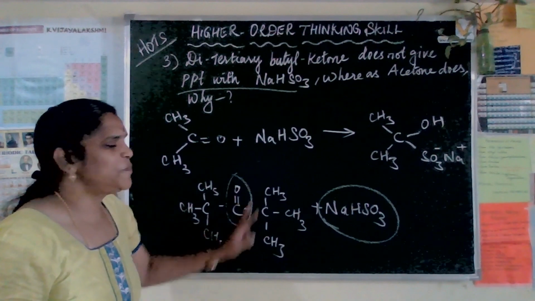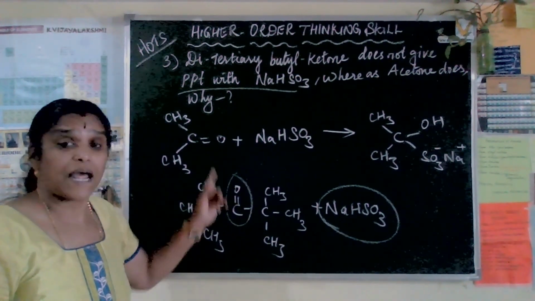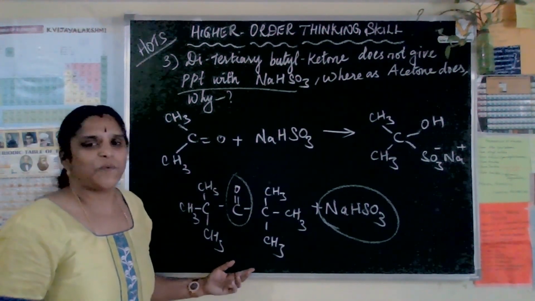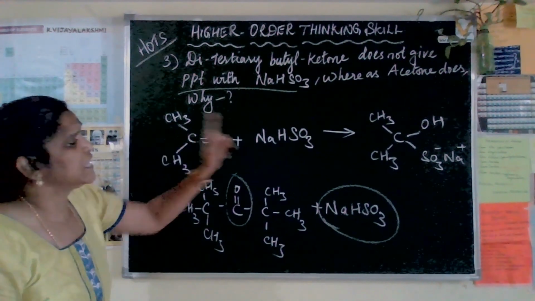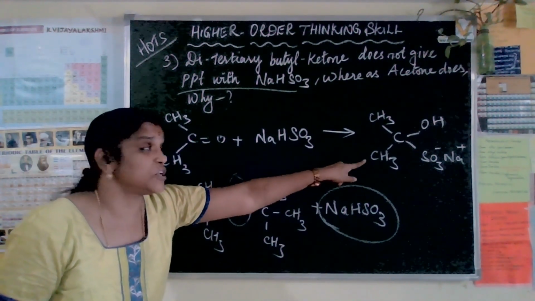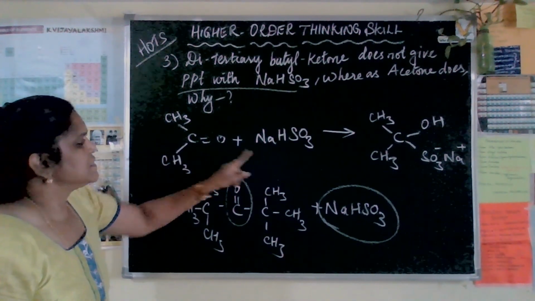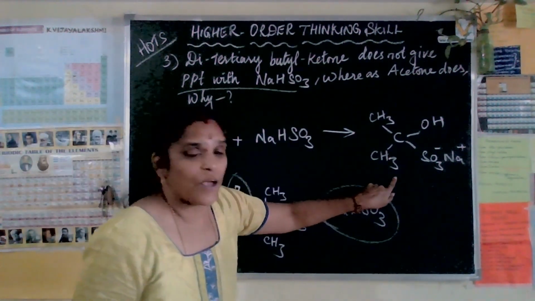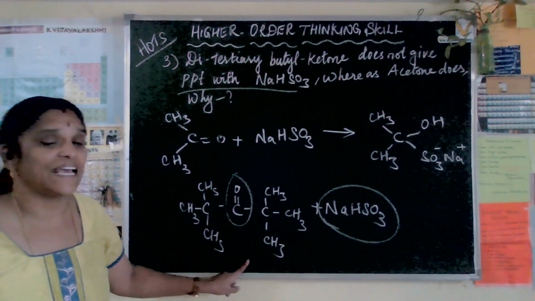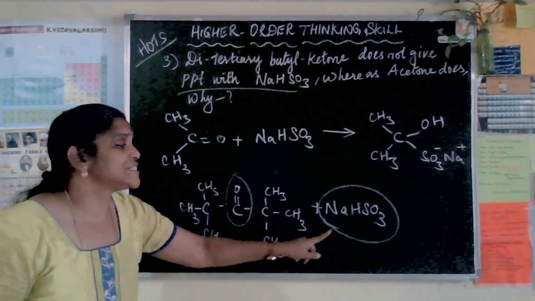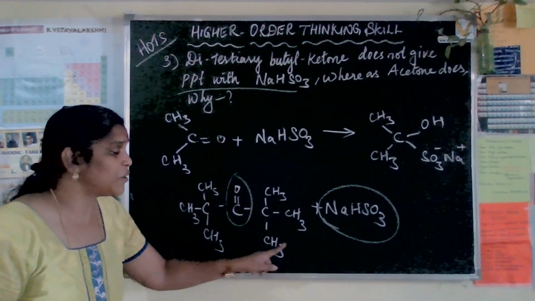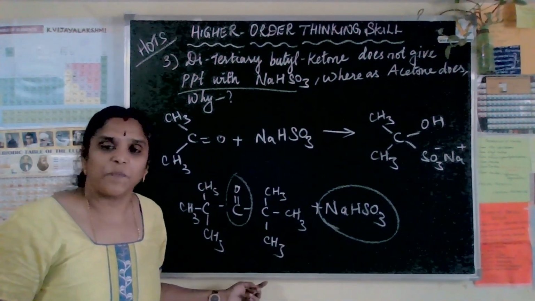That's all. Hope you're clear with this very simple and very interesting question. Whereas acetone gives that crystalline precipitate of the addition product of sodium bisulfite. Here, see what happened, what is the product? I hope you got that idea. But here you can't, because this cannot approach the carbonyl group due to steric hindrance. Hope you're clear.